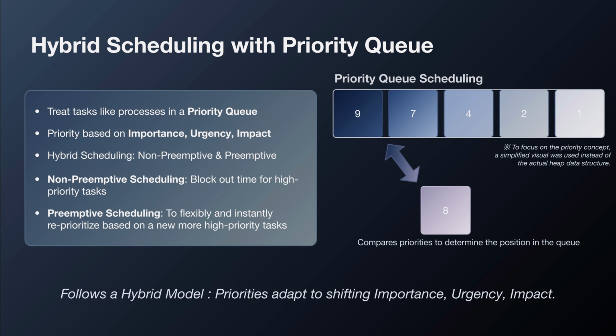Your priorities aren't fixed. They need to adapt fluidly based on importance, urgency, and impact. By adopting this hybrid model, we get a sophisticated operating system for our lives, one that allows a high-performance CPU to process the most important tasks first while maintaining stability in unpredictable situations.